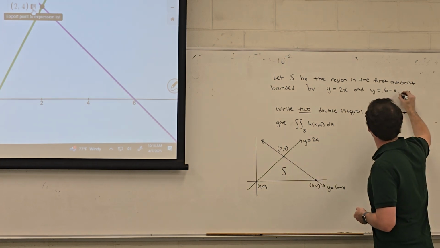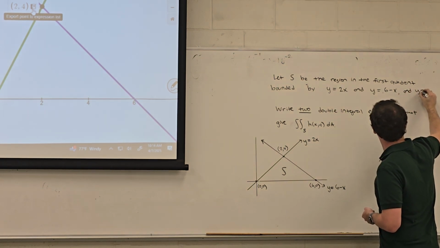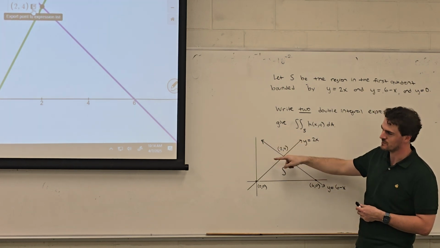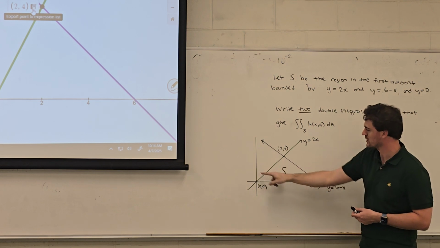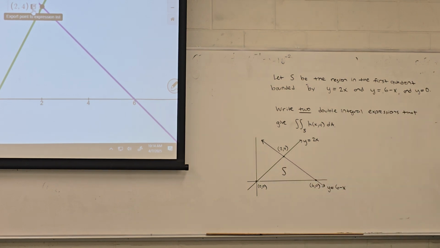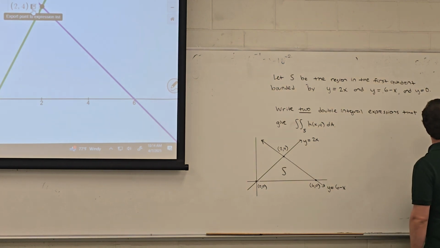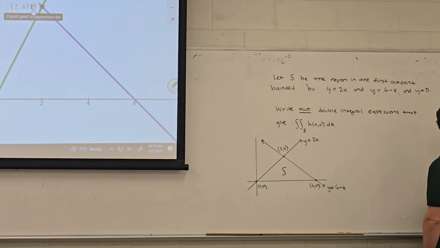I'm going to be a little more specific here. I can say and y equals 0. If we were being a little nitpicky, you could say, well, technically this is in the first quadrant too. So I'm going to say and y equals 0, just so I know what we're talking about. So now, my very first one, I'm going to integrate with respect to y, and then integrate with respect to x.